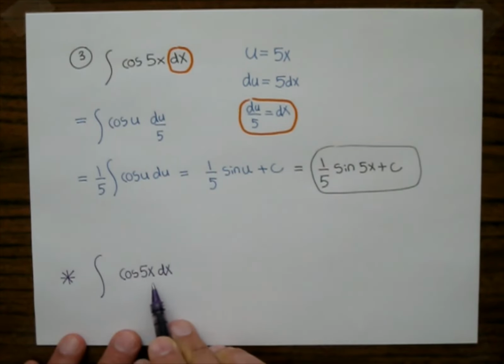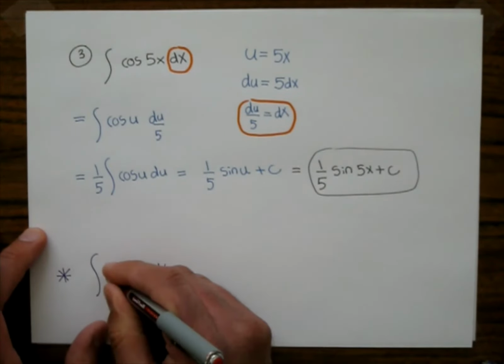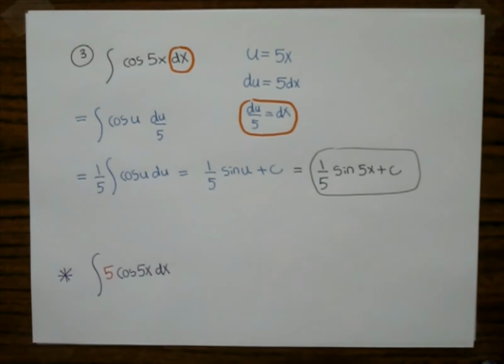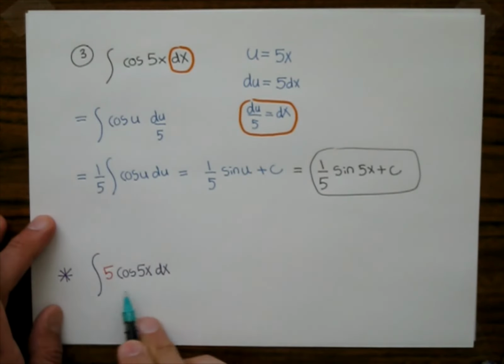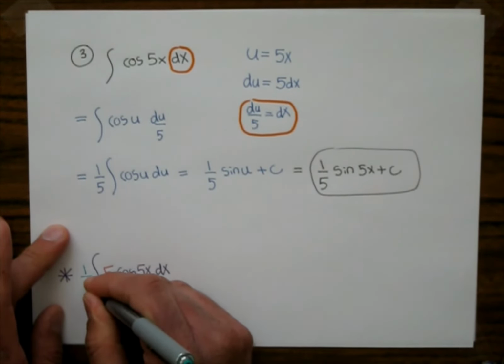So I identify what I'd like my u to be, but I don't write it out. I say, well, look, 5x is what I want my u to be. What is the derivative of that 5x? Well, it's 5. And you might be thinking to yourself, well, you don't have a 5. Well, yes, I do. And then you might be saying, Joe, that's cheating. It is. You've now destroyed this problem, so you want to balance the books by putting a 1/5 out front.